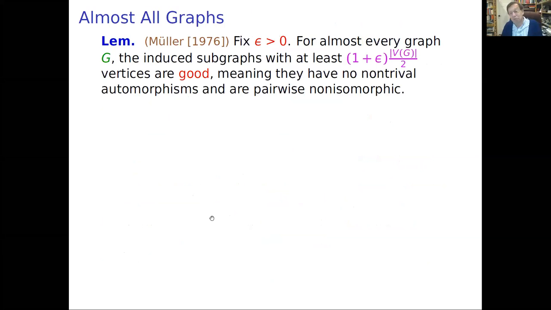What about almost all graphs? So reconstructing almost all graphs is based on an observation about the induced subgraphs with more than half of the vertices, basically. And the property that they have when you have very large subgraphs of very large graphs is that those induced subgraphs have no non-trivial automorphisms and they're pairwise non-isomorphic. This is a basic result about random graphs. And it almost always means the fraction as n goes to infinity that have this property tends to 1.